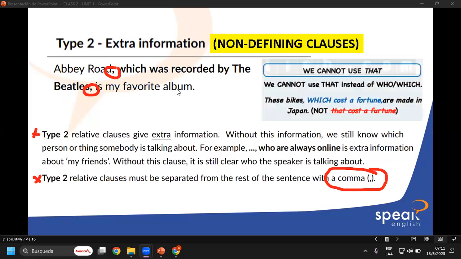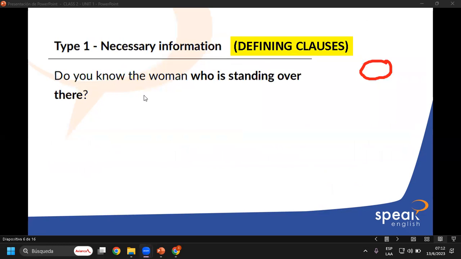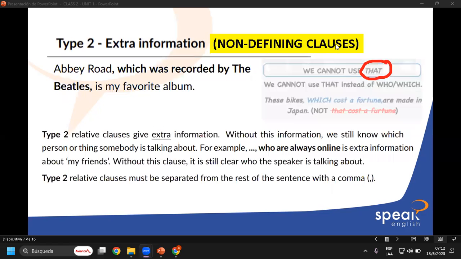Okay, let's see some examples. And something that you have to keep in mind too. In the non-defining clauses, we cannot use "that." Never. In the previous one, we can use "that." En lugar de decir who, we can say that. Do you know the woman that is standing over there? No problem. But in the non-defining clauses, guys, we can't. We cannot use "that."